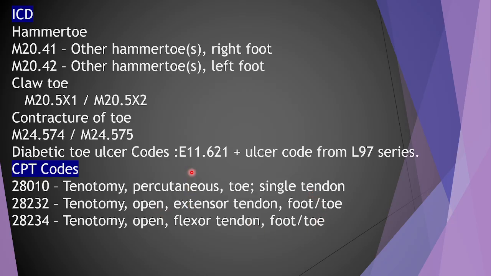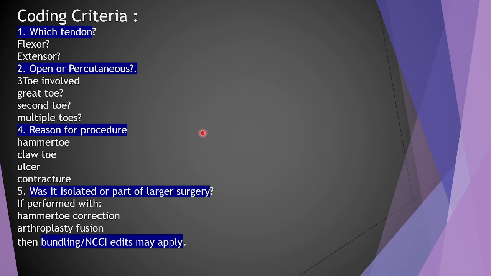Okay, so coming to next, we'll see the coding criteria. Already we have discussed which type of tendon we have to see first, flexor versus extensor. After that, the approach we have to see, whether it is open approach or percutaneous approach. And the third one is the toe. Which toe is involved: great toe, second toe, or multiple toes. The fourth one is the reason for the procedure, that is medical necessity. Okay, the hammertoe, clubbed toe, ulcer, contracture, what was the diagnosis?